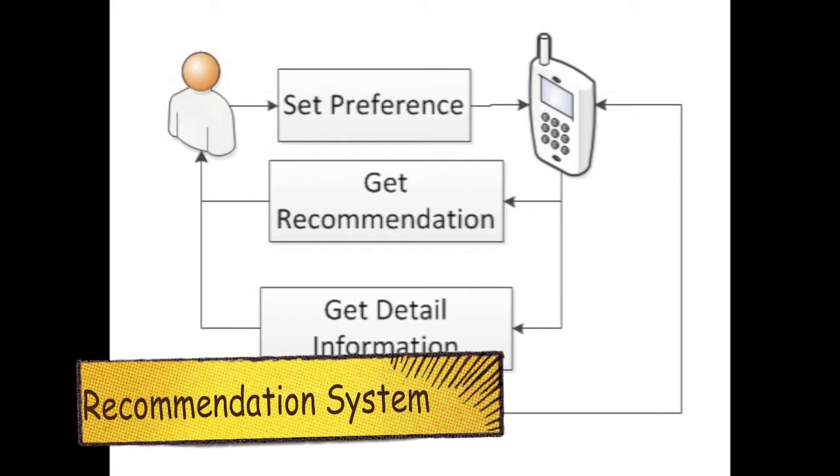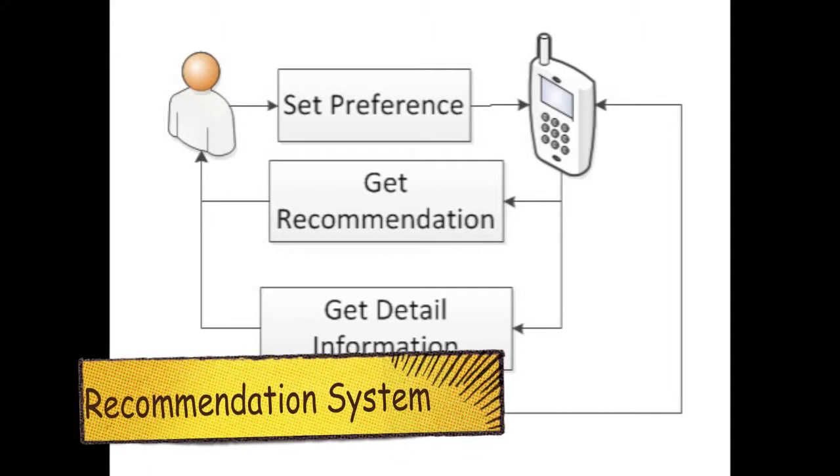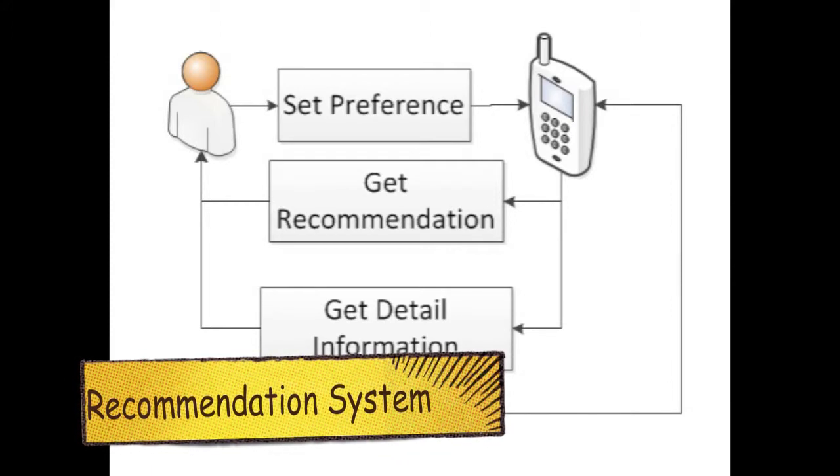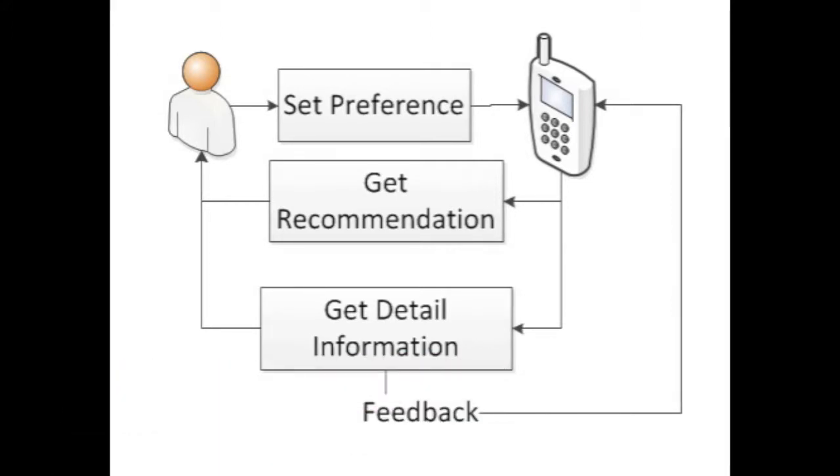The diagram you are looking at now is the basic operation flow of the recommendation system. First, you set preferences, and the system will make recommendations automatically for you, and you get every detailed piece of information. With confirming that information, the system will improve the precision of recommendation next time by giving feedback.